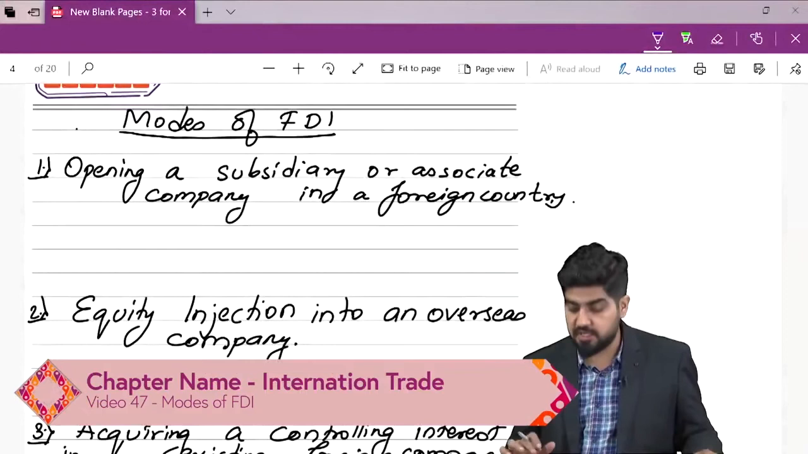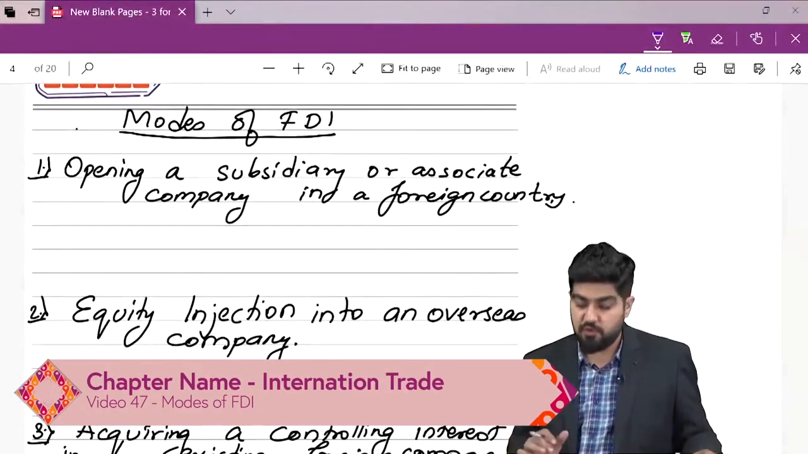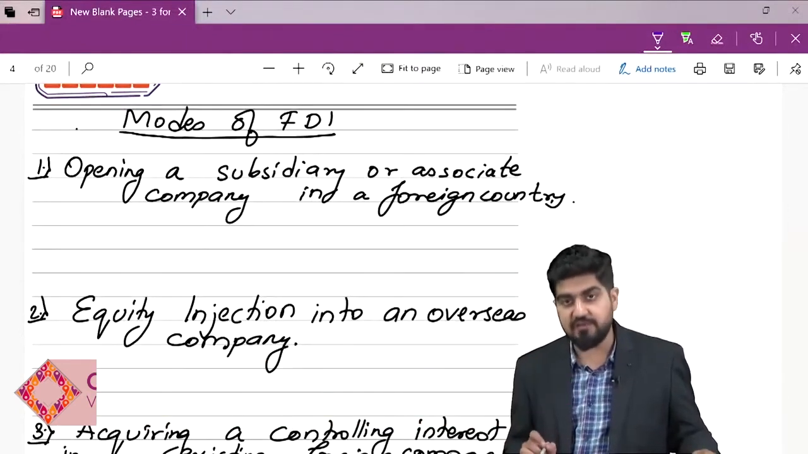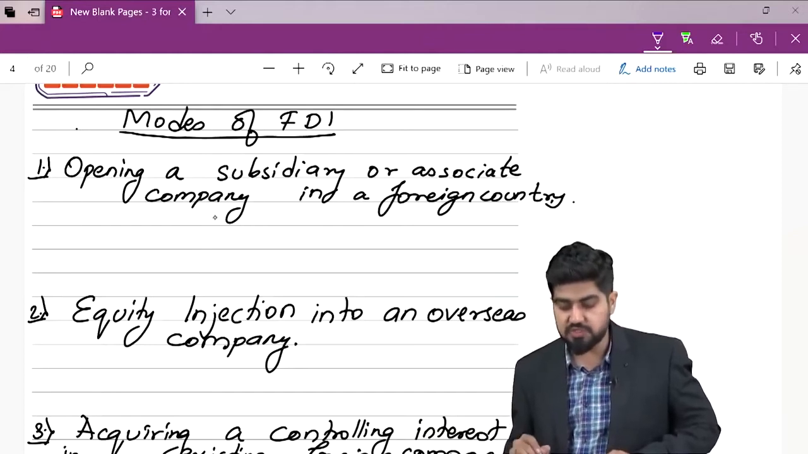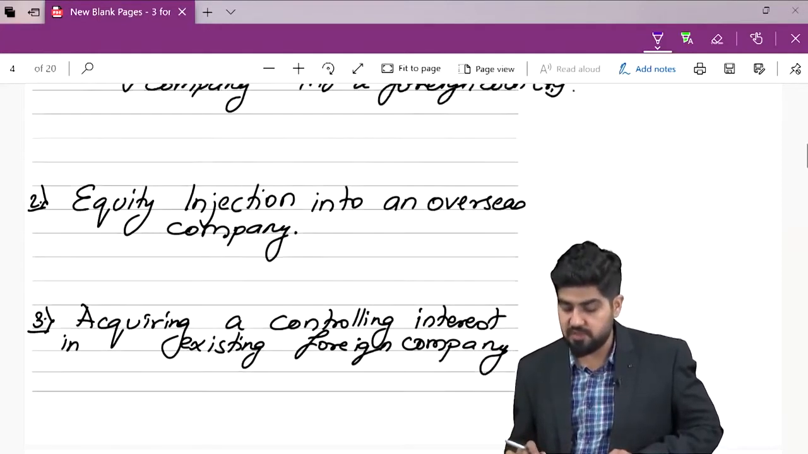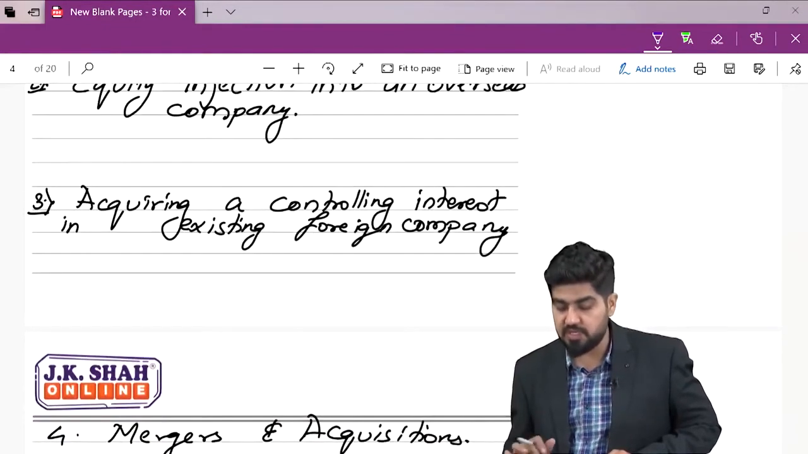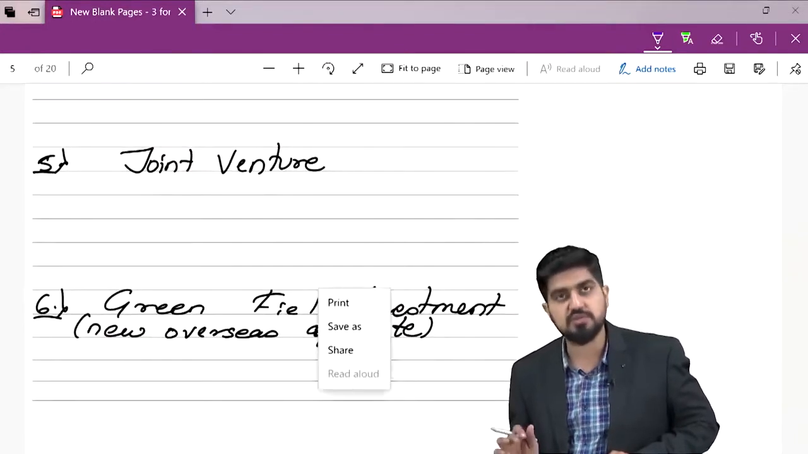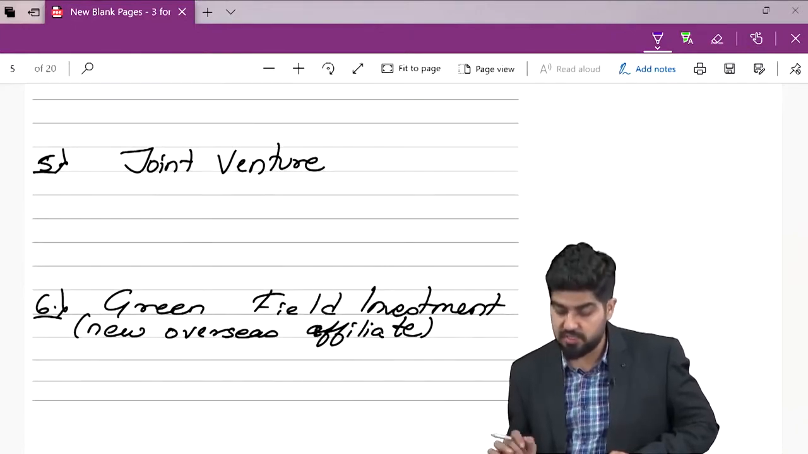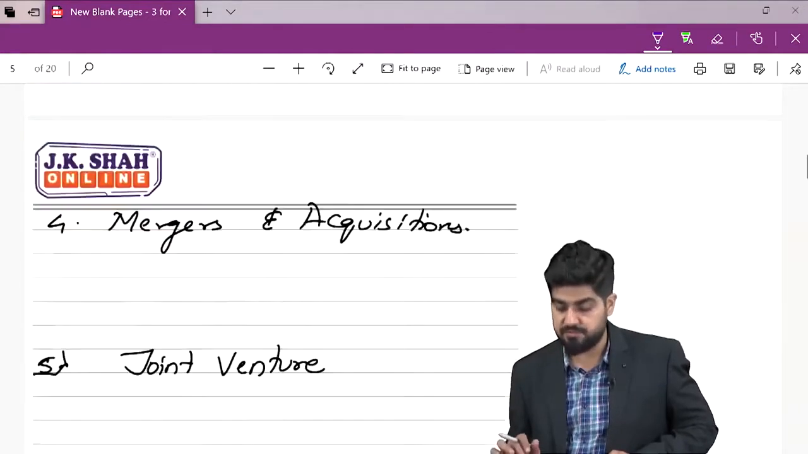Alright, friends. In case of modes of FDI, what are we going to understand? There are certain modes that we have. I have written down the modes for you. First one is opening a subsidiary or associate company in a foreign country. Next one is equity injection into an overseas company. Acquiring a controlling interest in an existing foreign company. Mergers and acquisitions, you must have heard about this. Joint venture, I am very sure you have heard about it. And the last one, greenfield investment, that is a new overseas affiliate.